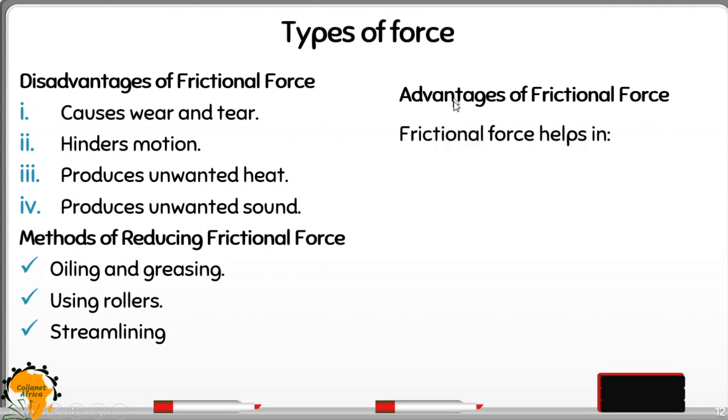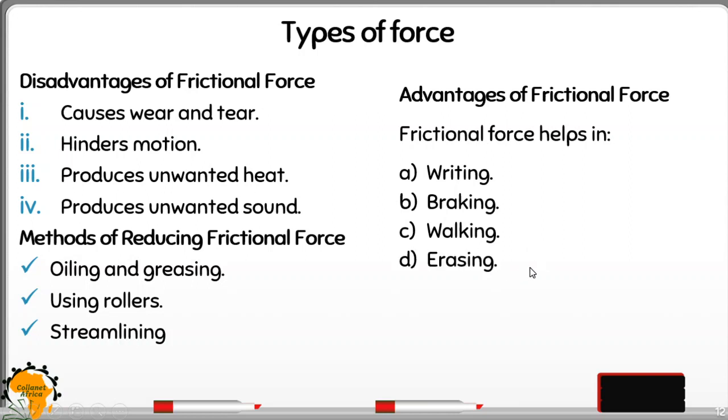Then we have where frictional force helps, because we have seen the disadvantages. Do we have advantages? This is what we are going to look at. One, it helps us in writing. It helps us in braking when you want to stop a car, when you are walking. Have you ever tried to walk on a slippery ground? It is very difficult. You keep on falling because when the ground is too slippery, the friction force is less, and therefore walking is difficult. So for you to walk comfortably, you need a rough road. Then it helps us in erasing and lighting a matchstick and many others.